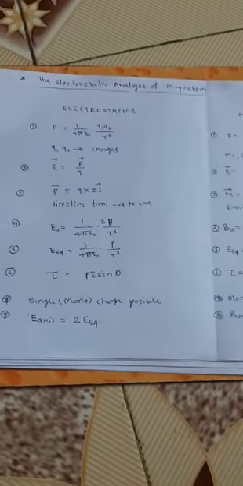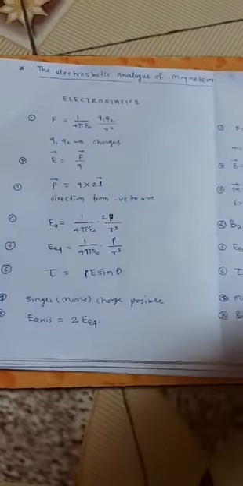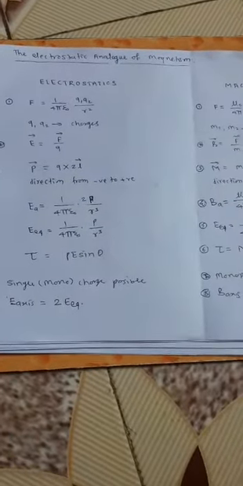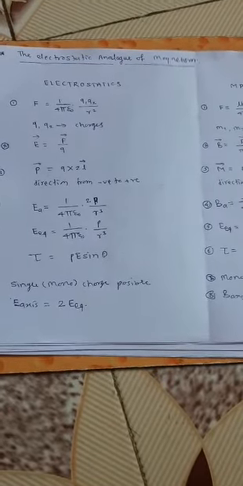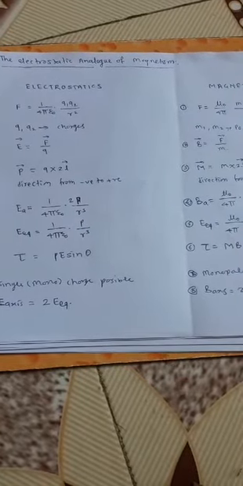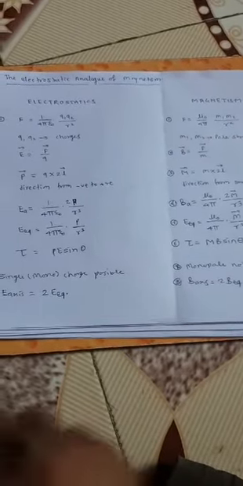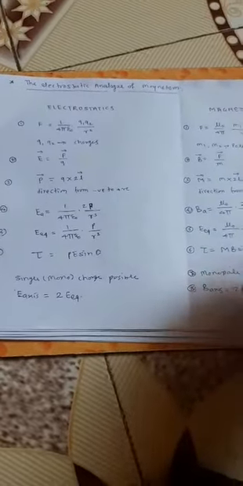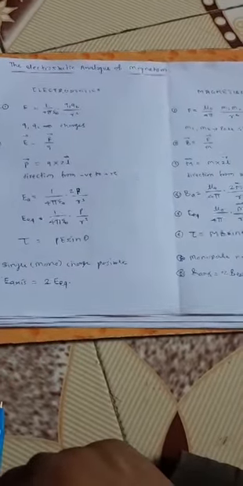In the previous session, we have learned about the bar magnet and important terms related to the bar magnet. Today, we are going to discuss important terms related to magnetism with the help of electrostatics.